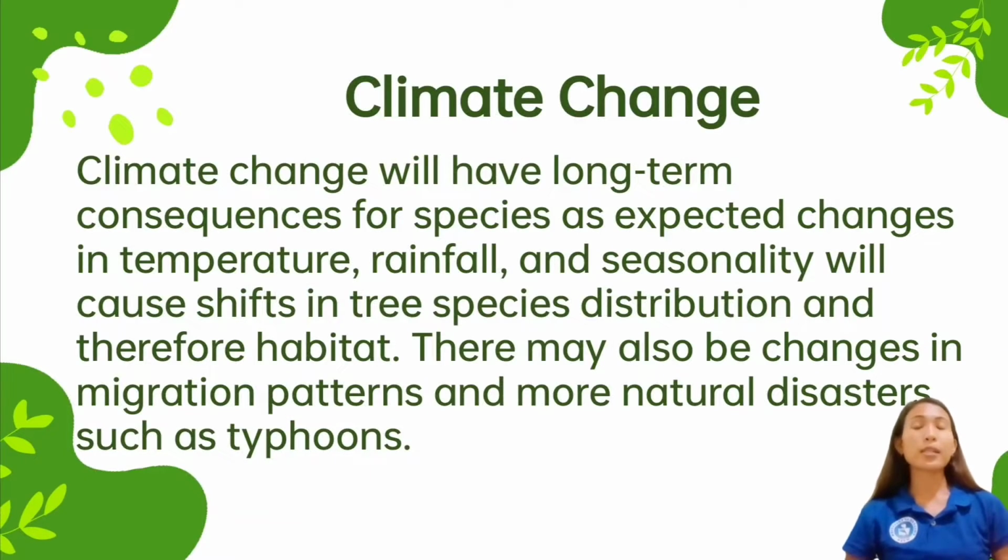The third problem is climate change. Climate change will have long-term consequences for species as expected changes in temperature, rainfall, and seasonality will cause shifts in tree species distribution and therefore habitat. There may also be changes in migration patterns and more natural disasters such as typhoons.